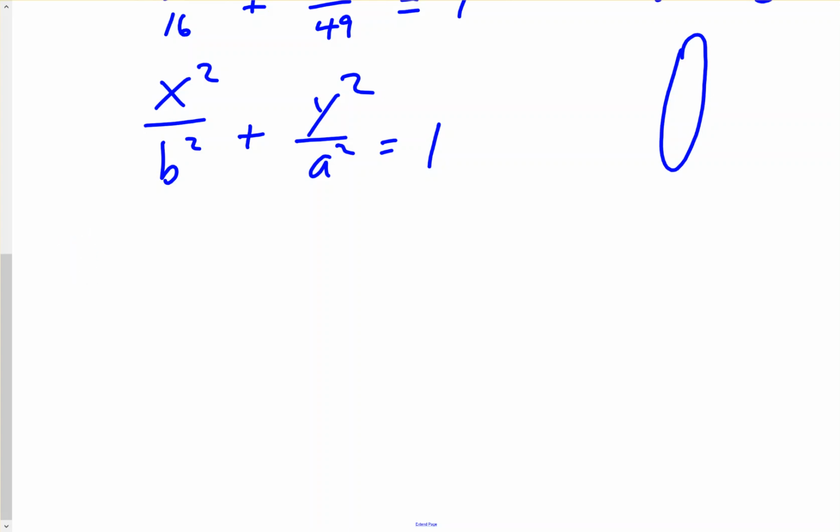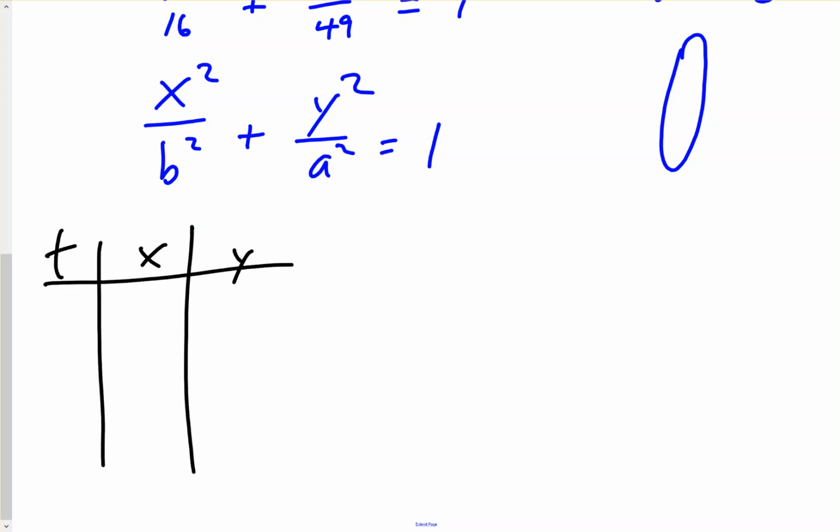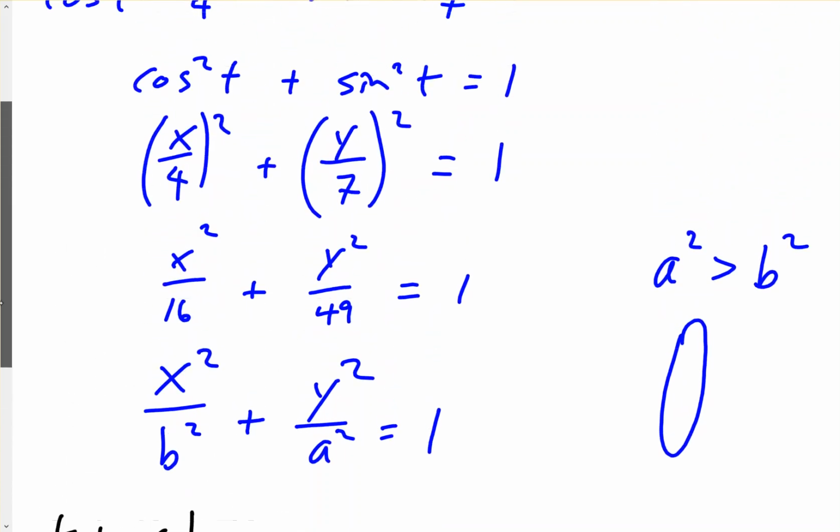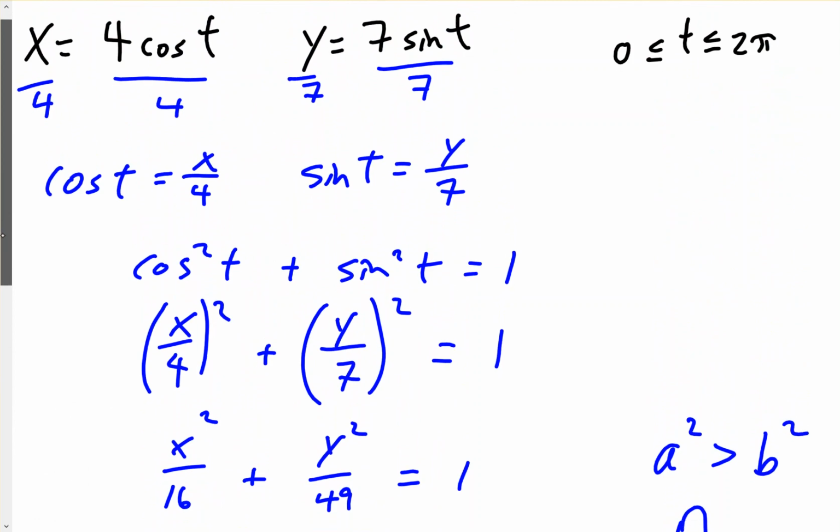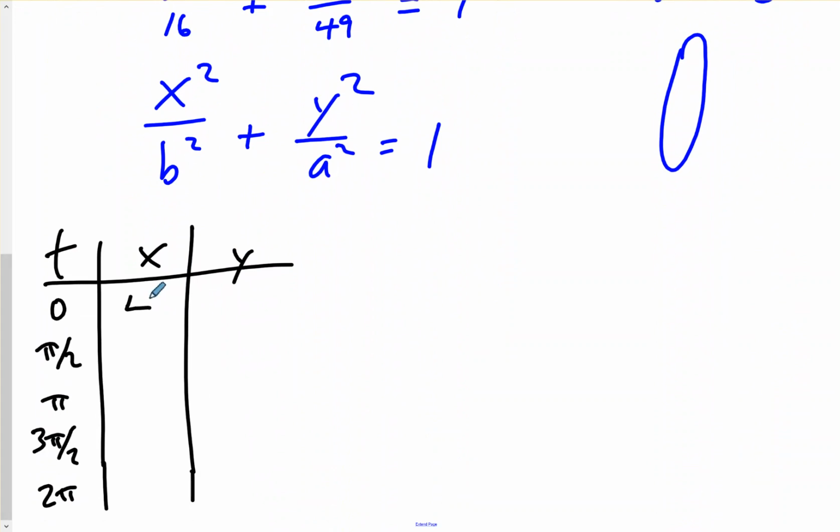We'll have t, x, and y. Again, it's between 0 and 2 pi, so we have 0, pi over 2, pi, 3 pi over 2, 2 pi. Okay, so when t is 0, and we're going back into these equations, cosine is 1 times 4, so we get 4. Cosine of 90 is 0, so this is 0. Cosine of pi is negative 1, so this becomes negative 4. Cosine of 270 is 0, and cosine of 2 pi is 1 times 4.